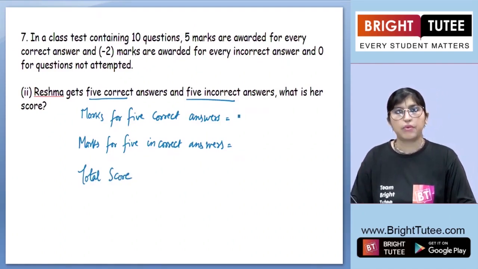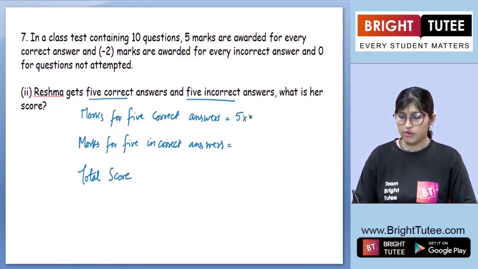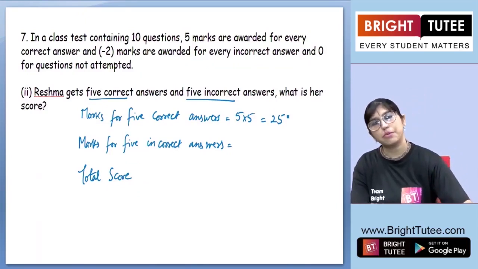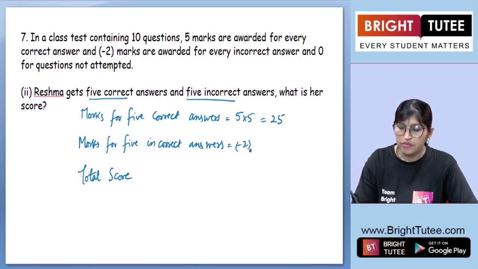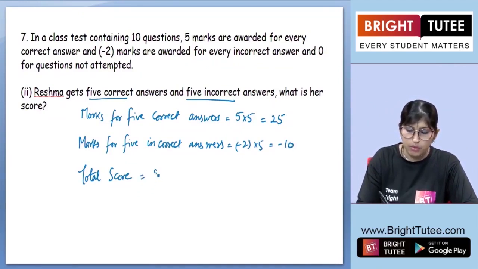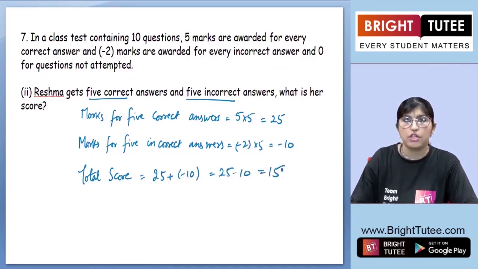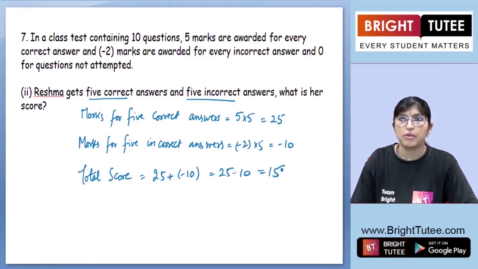So for 1 correct answer we're getting 5 marks. So for 5 correct answers we'll be getting 25 marks. Now for 1 incorrect answer we'll be getting -2. For 5 incorrect answers we'll be getting -10. Now we are adding both of them. So 25 plus -10 will be 25 minus 10, which will be 15. So Reshma will be getting 15 marks. So the total score for Reshma will be 15 marks.